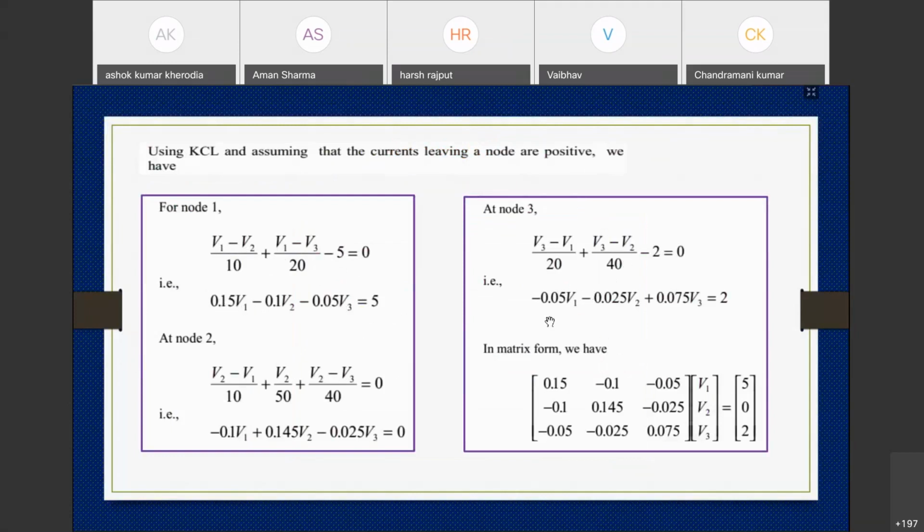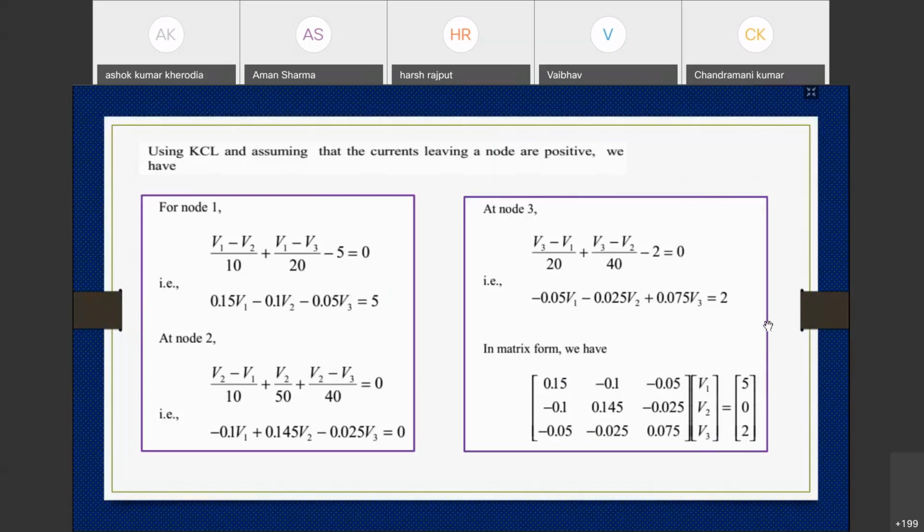Now, when we are representing it in terms of matrix, you will enter the coefficients of V1, V2 and V3. For this equation, we will enter in the matrix 0.15, minus 0.1, minus 0.05. Then we enter the second and third equations, then we write V1, V2, V3, and this is your current I: 5, 0 and 2. So this is why Y V equal to I.